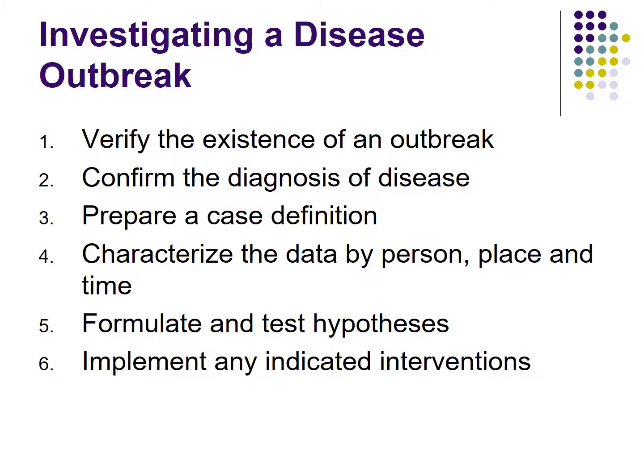Investigating a disease outbreak is done very much like John Snow did, and he is often considered the father of epidemiology. And the steps go something like this. You first verify the existence of an outbreak. You then confirm the diagnosis of disease. So you have to provide a definition. You have to decide what is the disease that you're referring to. And that comes out in the form of a case definition.